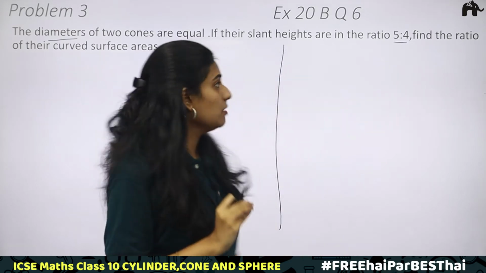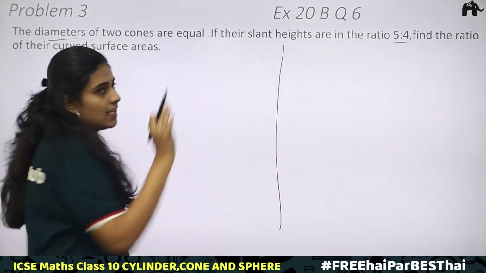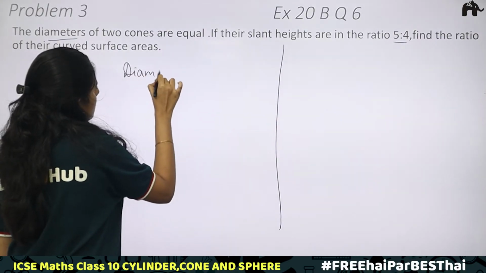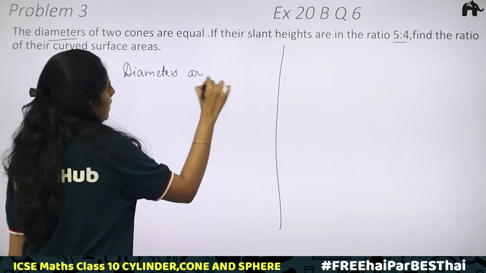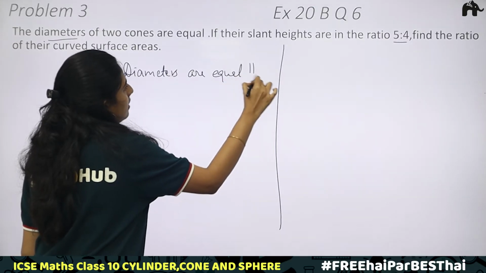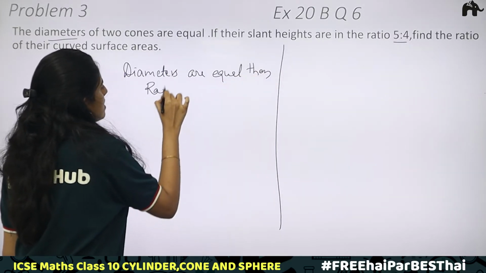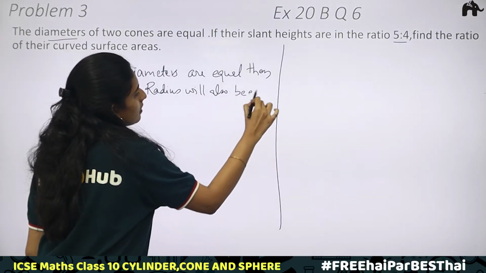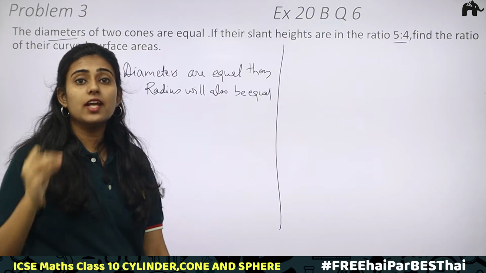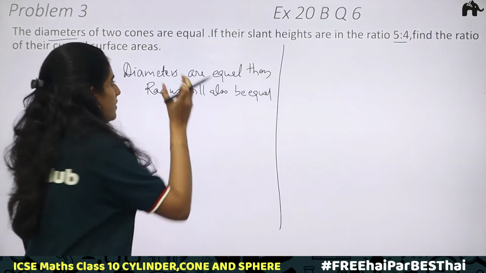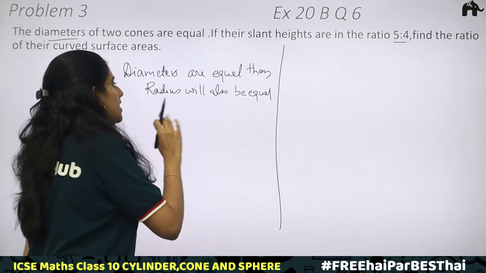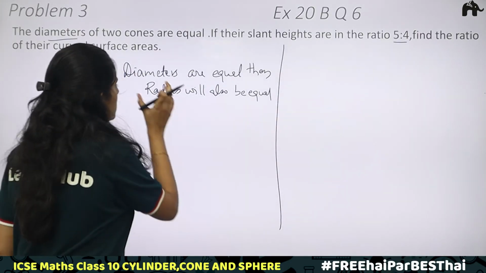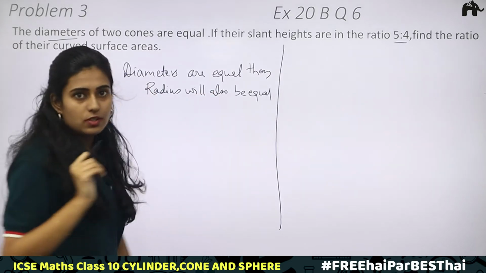Okay. Given diameters of two cones are equal. If diameters are equal, then radius will also be equal, right? Why? Because we know radius is half of diameter. If diameter is equal to 2, then radius will be 1. If diameter is 4, then radius will be 2. Okay. So the radius of the two cones will be equal.